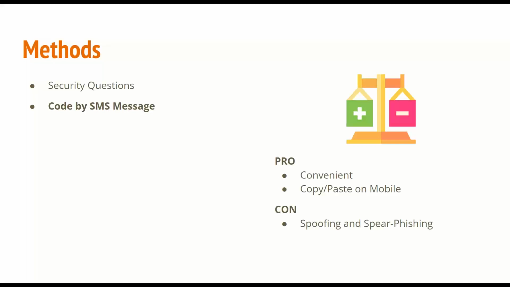Next up is getting that code by SMS message. We're all familiar with it. You get a text message on your phone. It's convenient. If you're accessing something on your mobile device, you just copy and paste it into the web page or into the application security page for logging on. The downside is it's becoming more common to spoof and spearphish, where people are tricking you, either sending false codes or tricking you into sharing that code as a way of getting in. So it's not quite as secure as it used to be.